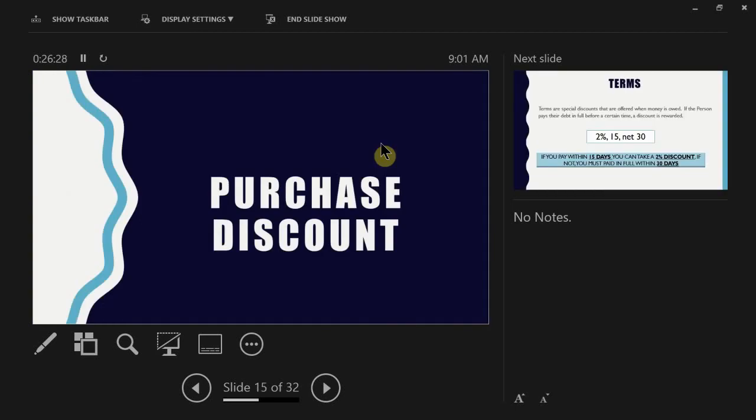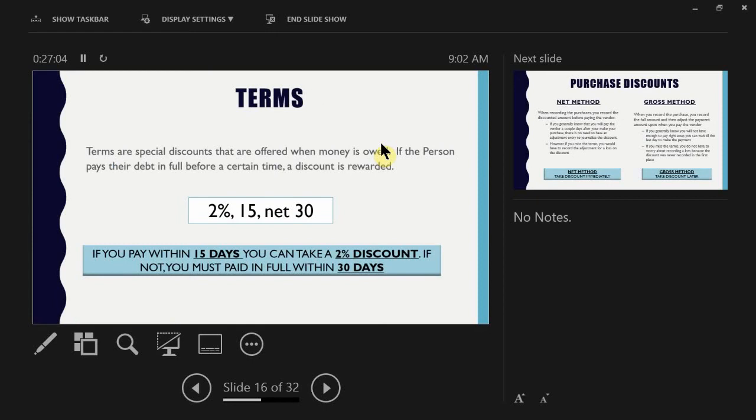Now, of course, when we make purchases of inventory, there's always going to be some kind of incentive that the vendor is going to be offering you, especially if you're a loyal customer of theirs. They want to give you these discounts, especially if you're buying in bulk, thousands of items from this particular vendor. So we're going to look at what happens when there's a purchase discount involved. Okay, so let's go ahead and look at this.